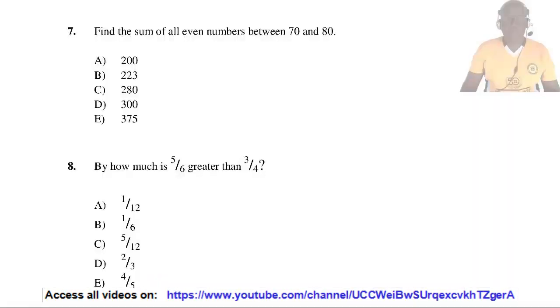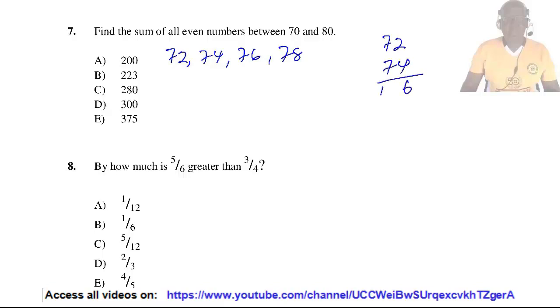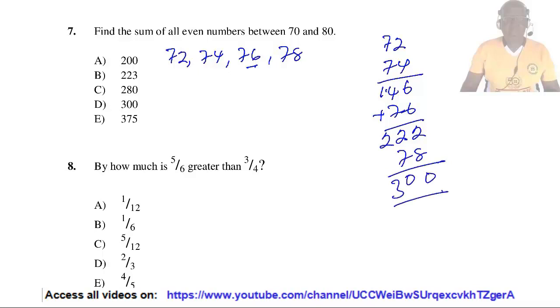Question 7. Find the sum of all even numbers between 70 and 80. The even numbers between 70 and 80 are 72, 74, 76, and 78. Now 72 plus 74 is 146, plus 76, plus 78. That's 300. So the answer is D.